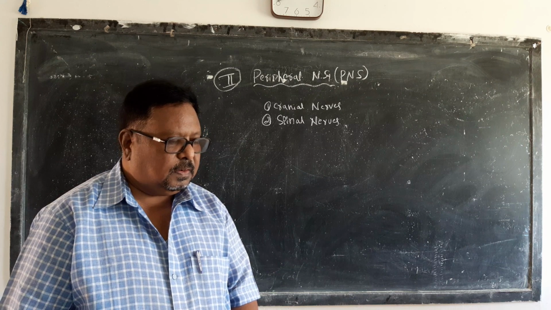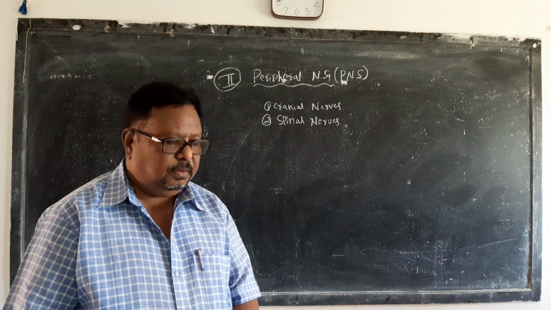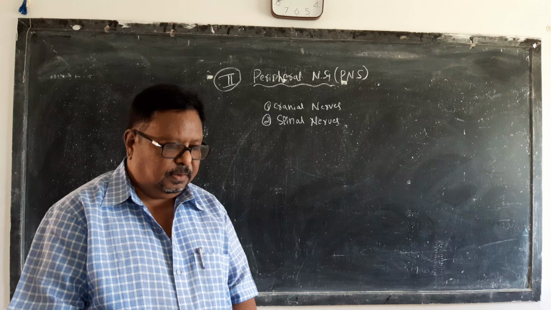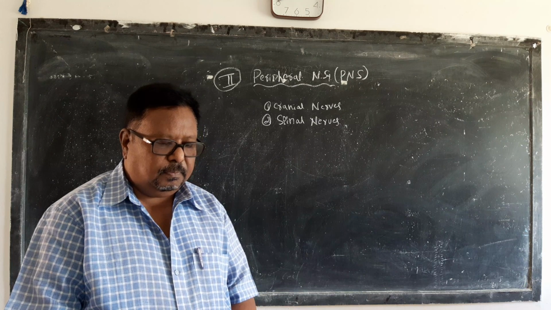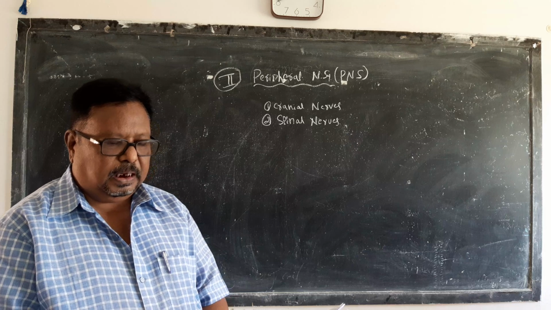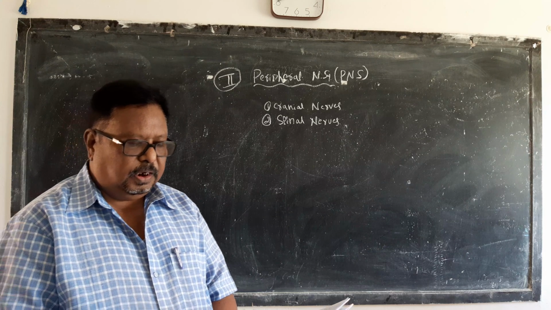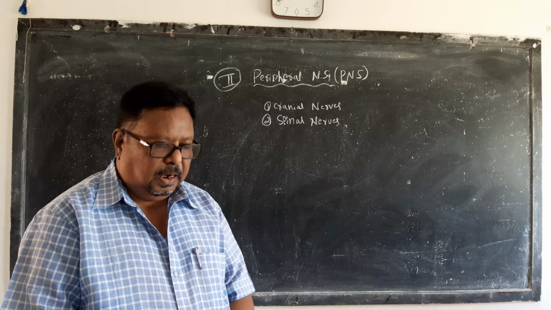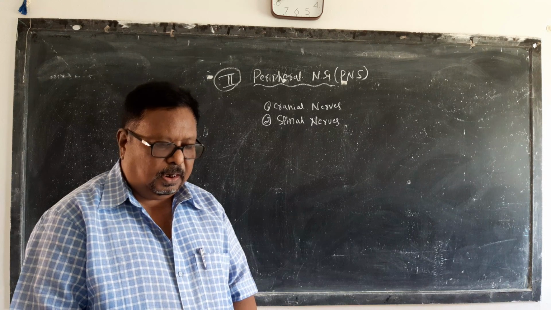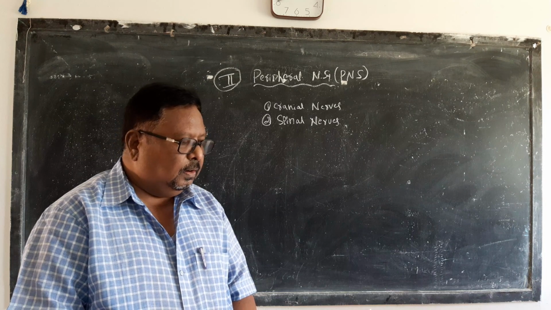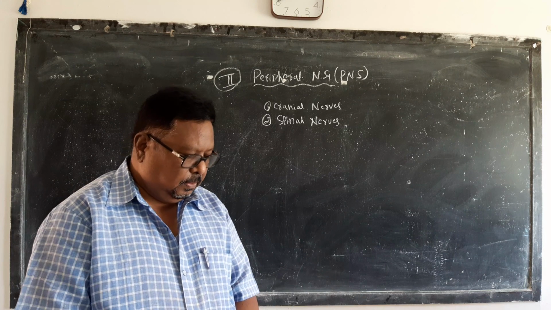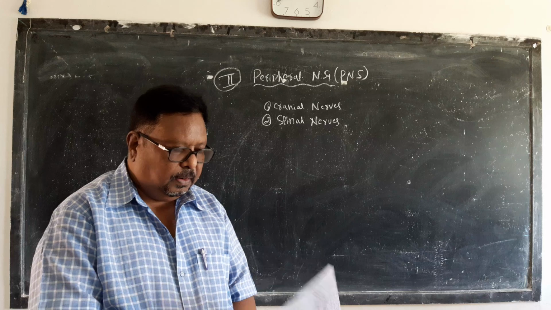The central nervous system, CNS, consists of the brain and spinal cord. The brain is divided into forebrain, midbrain and hindbrain. The forebrain: cerebrum and diencephalon. Midbrain: cerebral peduncles, corpora quadrigemina and other things. Hindbrain: cerebellum, pons varolii, medulla oblongata. And the spinal cord you have studied already.